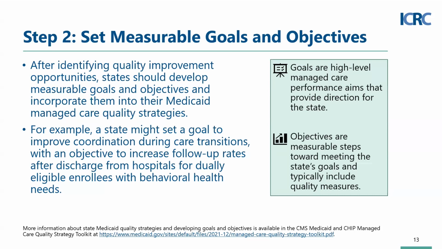Goals and objectives can be specific to D-SNPs, or they can apply to any combination of a state's Medicaid managed care programs. For example, a state may add D-SNPs to its existing behavioral health quality improvement goals that apply to all the state's Medicaid managed care programs.